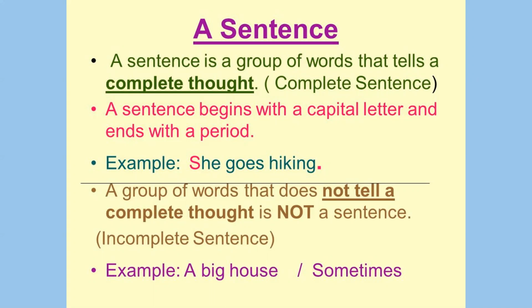Just like, she goes hiking. So, she goes for hiking. It is giving us a complete idea or a thought. So this is what a sentence is, a group of words coming together. A group of words that does not tell a complete thought is not a sentence. So this thing we have to keep in mind. Just like, a big house, it is not a sentence. It is not giving us a complete thought, right? Or sometimes these are the incomplete sentences.